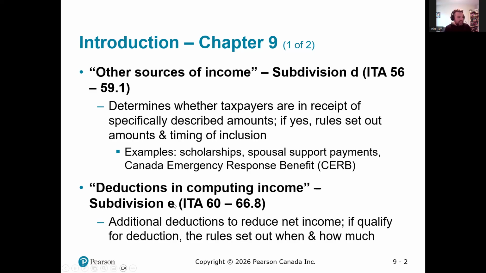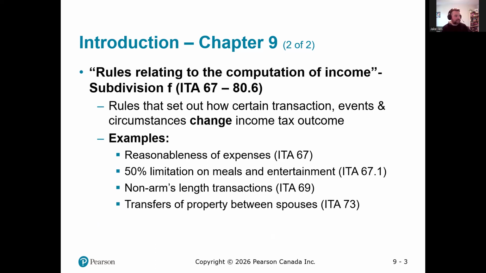Along with subdivision E, you're also allowed to take specific deductions to reduce your net income. Now, often you need to qualify for these specific deductions, and this chapter will have several calculations on if you are eligible for a deduction, how much can you take? So, there are rules that set out how certain transactions, events, and circumstances change income tax outcome: reasonableness of expenses, the 50% limitation on meals and entertainment, non-arm's length transactions, transfer of property between spouses.